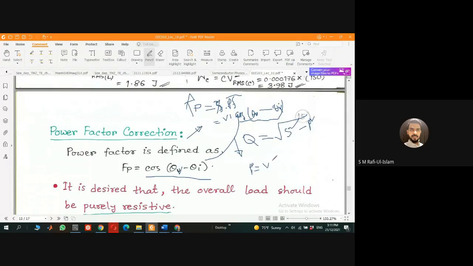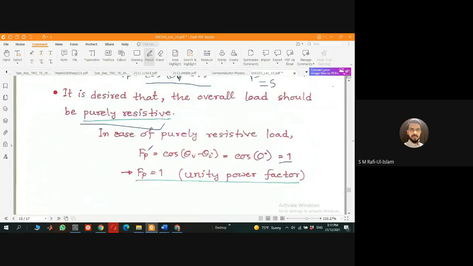Because cos theta equals 1. So if P equals VI, what would be the Q value? Q equals root over S squared minus S squared, which equals 0, or we can use the formula VI sine theta. Since theta equals 0, Q will be 0 as well. So this is the real target, or idealistic case.